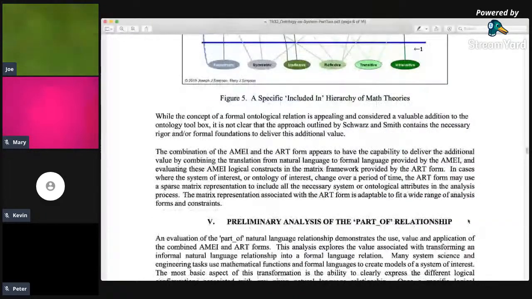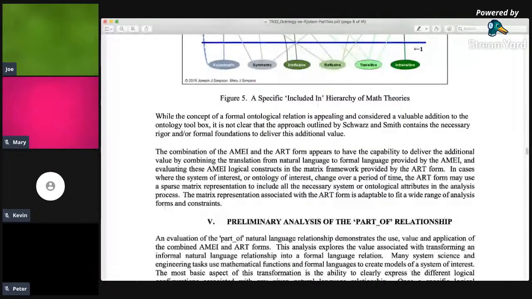And again, it says, "While the concept of formal ontological relations is appealing, considered a valuable addition to the ontology toolbox, it's not clear the approach outlined by Schwartz and Smith contains the necessary rigor or formal foundations to deliver this additional value." So it's kind of confusing once you try to really break down formally what these guys are saying, just about the part-of relationship.